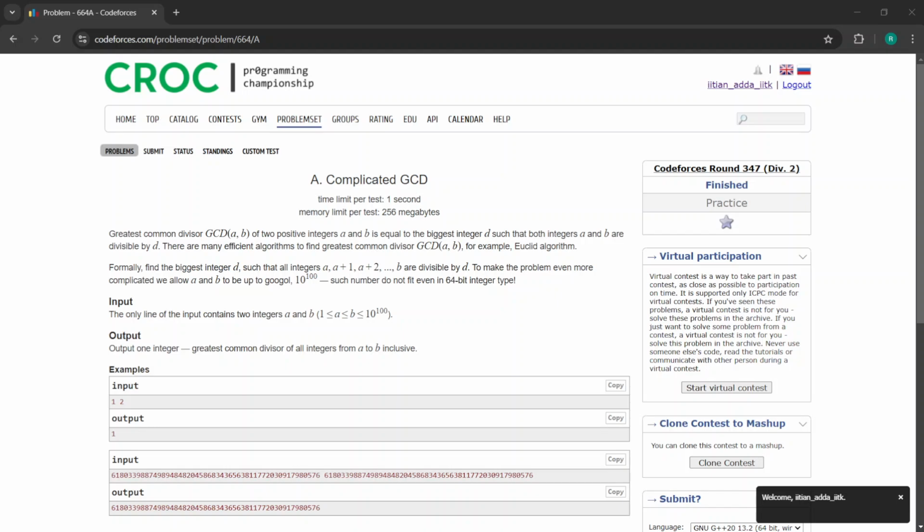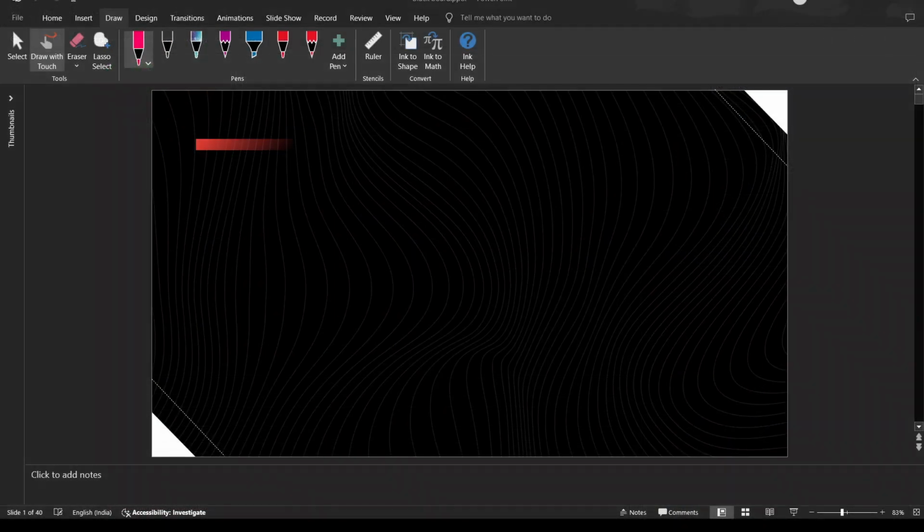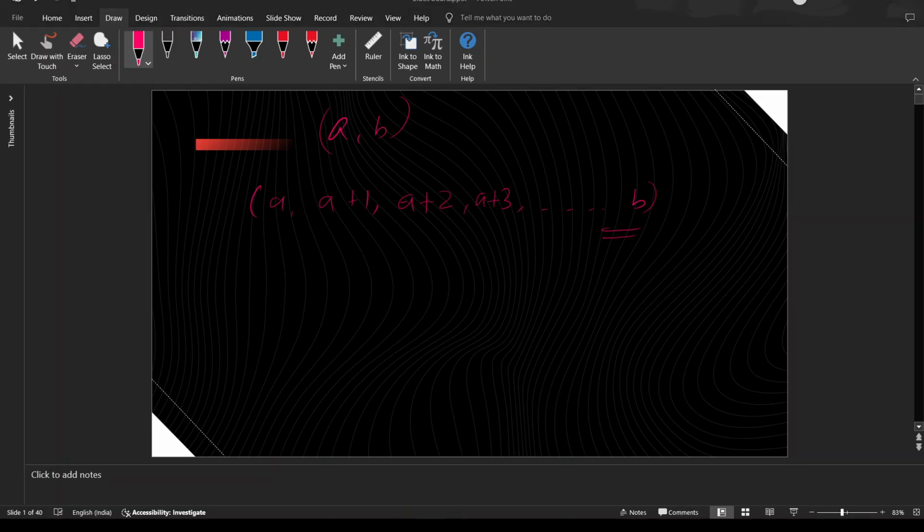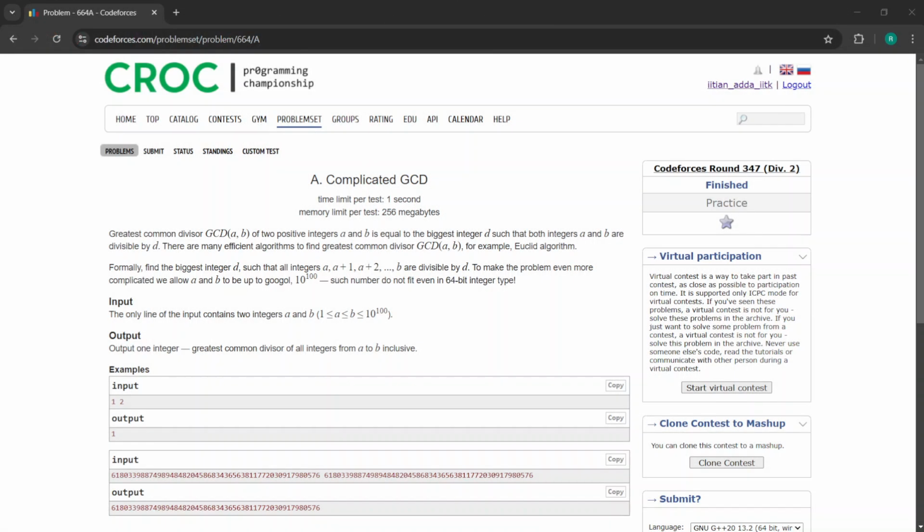Okay, so now let me explain what the problem is saying. We are given two integers a and b, and what we need to find out is the GCD of a plus 1, a plus 2, a plus 3, up to b. We need to report the GCD of these numbers. Now let's go for a test case. I'll explain one test case now.